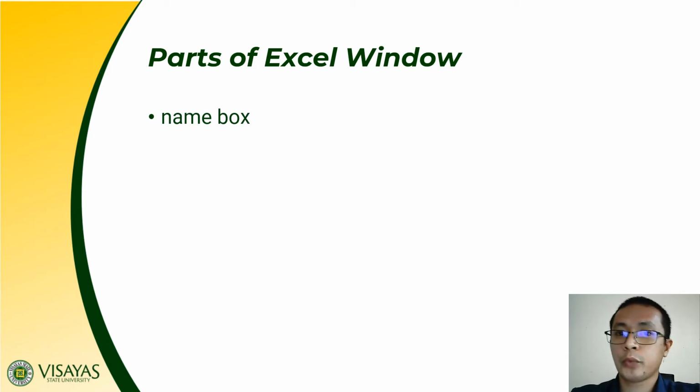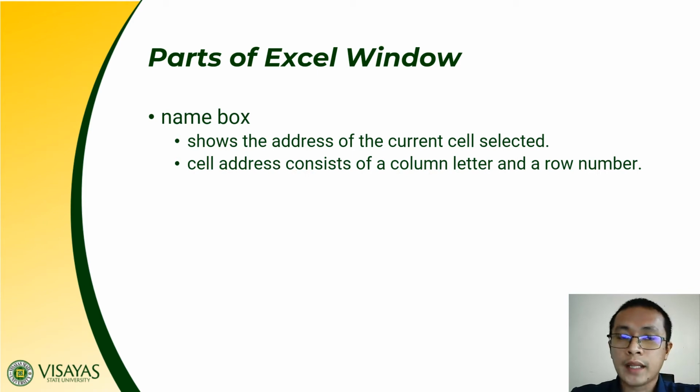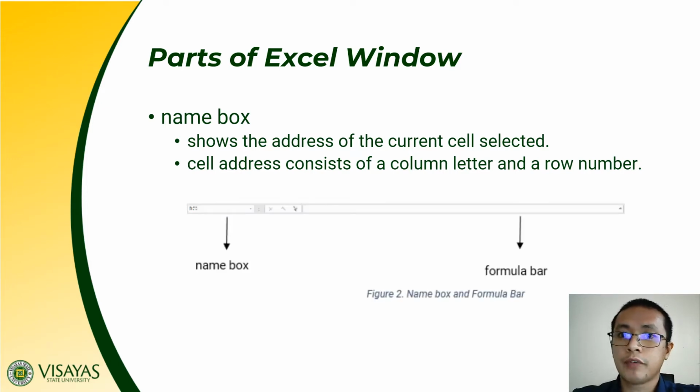First, we have your name box. The name box allows us to see the address of the current cell selected. The cell address for every cell consists of a column letter and a row number. For example, if we have here the cell address D11, it means that we are at column D and row number 11. That is what we can see from our name box, the cell address of the current cell selected. And beside your name box is our formula bar.